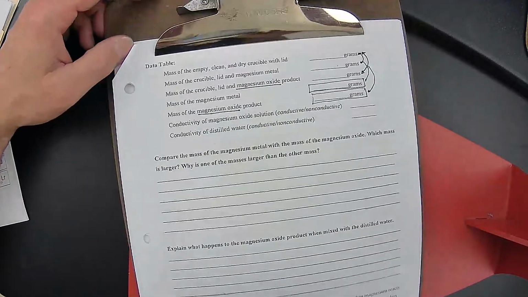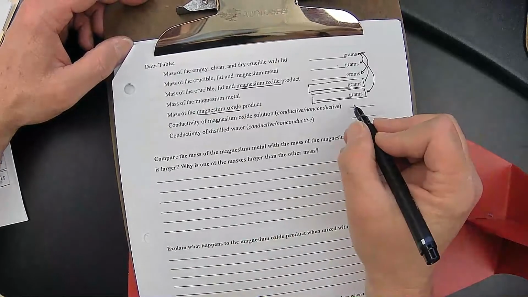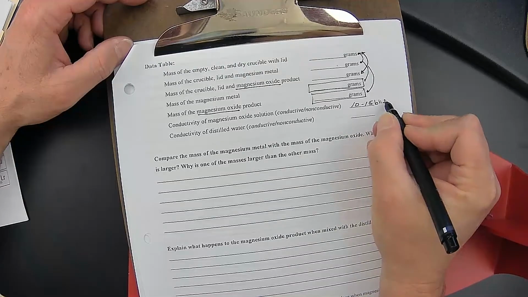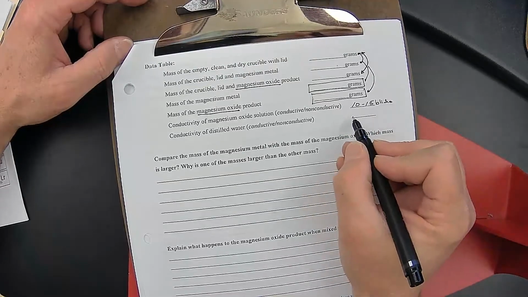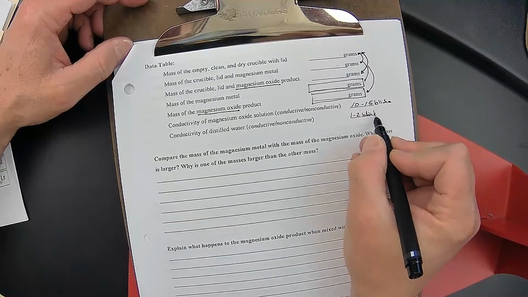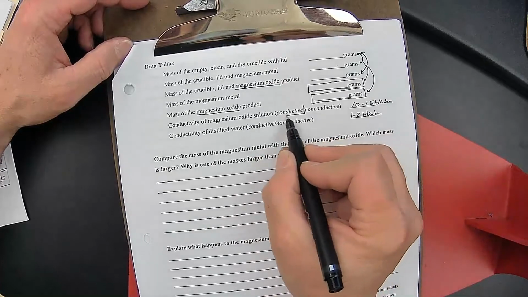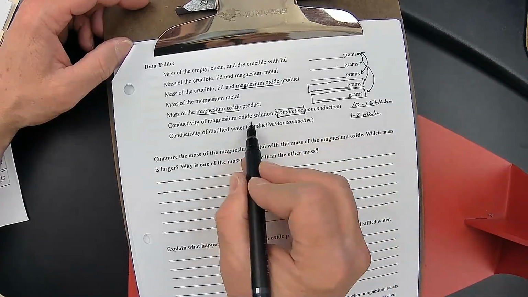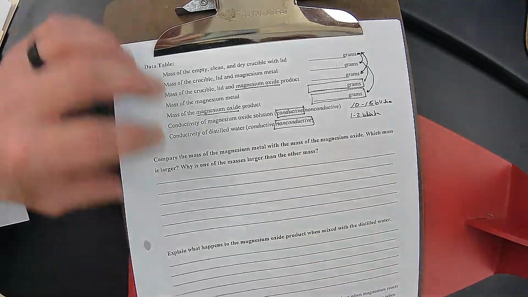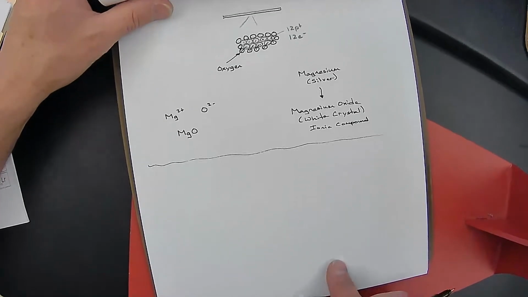Then, here, we check the conductivity. We should have found probably between 10 and 15 blinks for the magnesium oxide, and probably 1 to 2 blinks for the distilled water. What this means is it is conductive for the magnesium oxide, but distilled water is non-conductive. Here's what we are checking with conductivity.